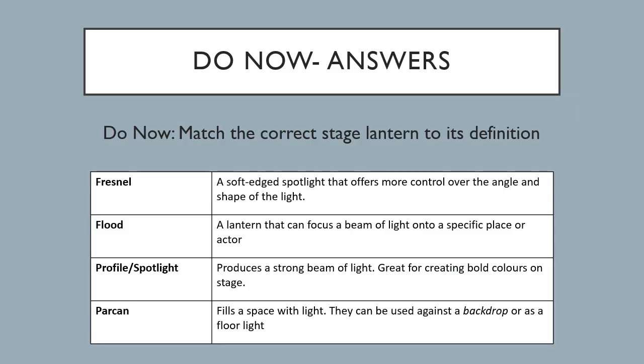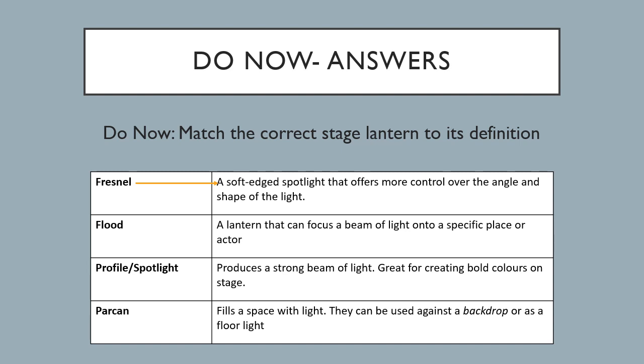Now, before we get into the costume designing, I'd like us to see if we were right with our matching up of our lanterns and definitions. So if you can get yours ready, let's see if you were correct. So we have, first off, a Fresnel. Let's see if you managed to get it right. If you said it was a soft edge spotlight that offers more control over the angle and shape of the light, then you would have been correct.